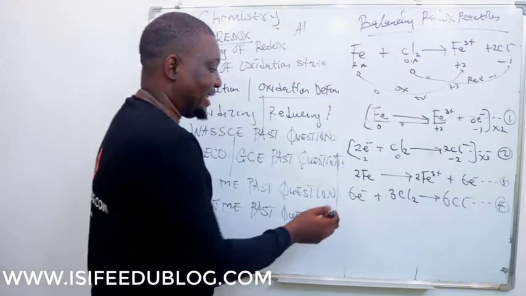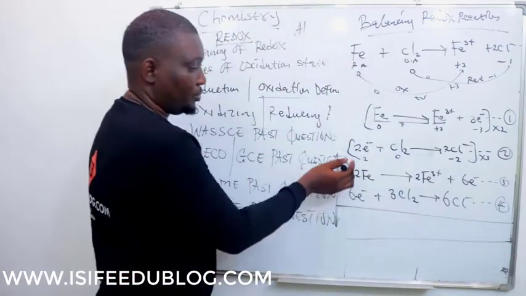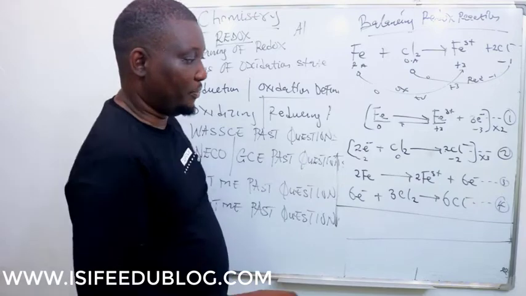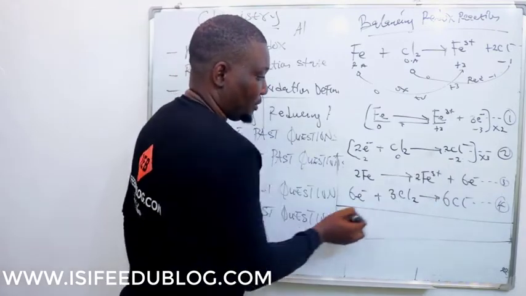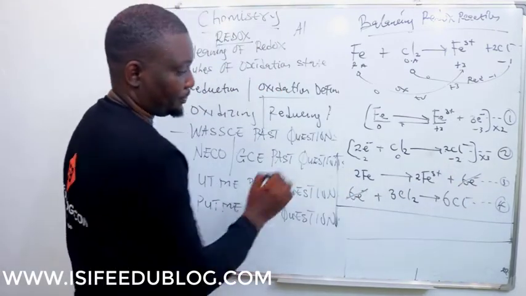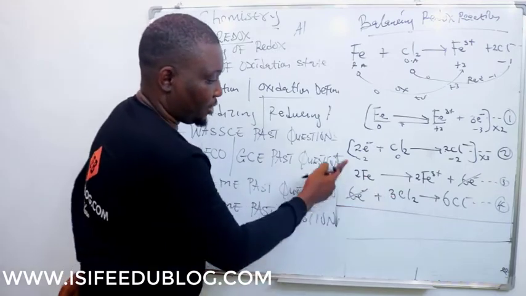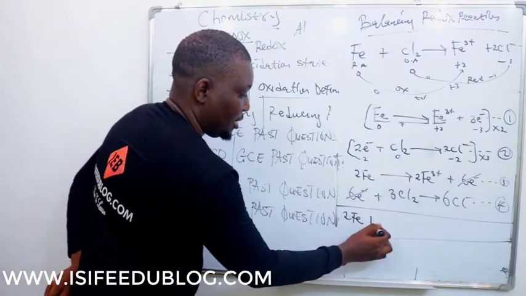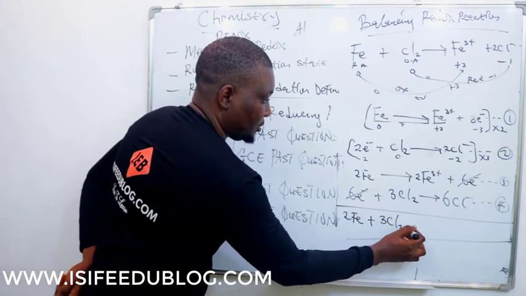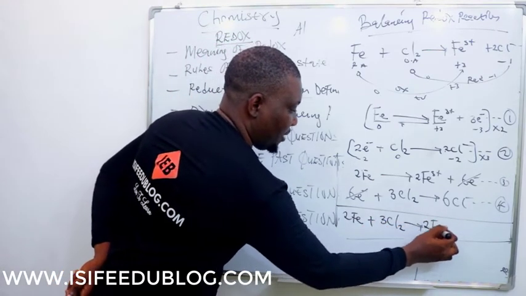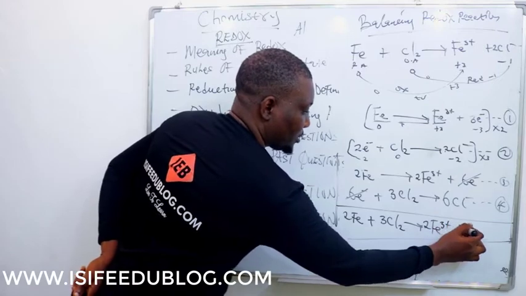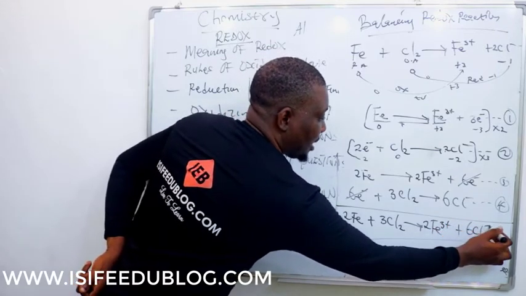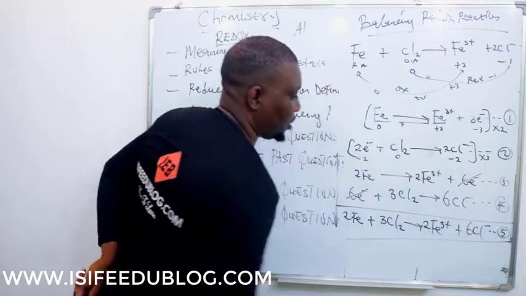So if I have to get the overall reaction, that means I'm going to add the 2 equations together. But before I do that, anything I see here that is the same, I have to cancel. So this 6 electron will cancel this 6 electron. So having the reactants from this part, we have 2Fe plus 3Cl2. What we have here is 2Fe3+ and 6Cl minus. Let me call it equation 5. That's the last equation to this.